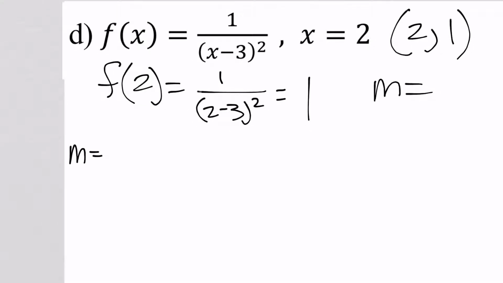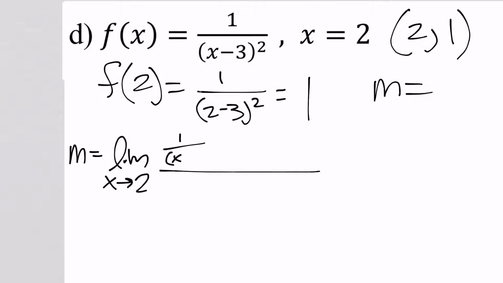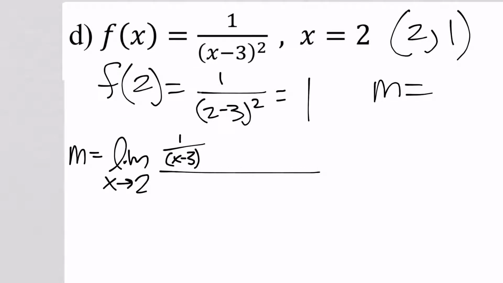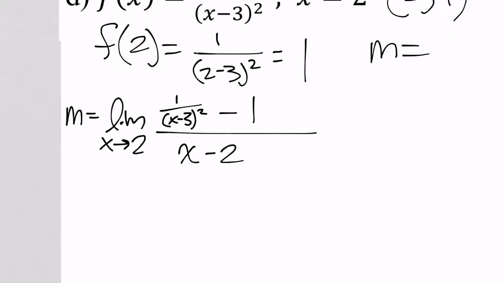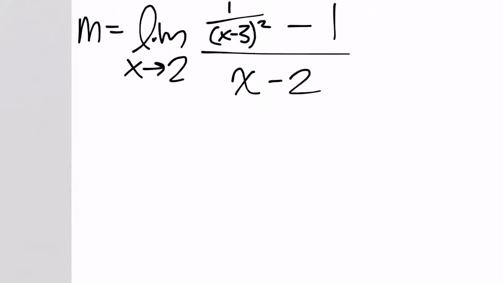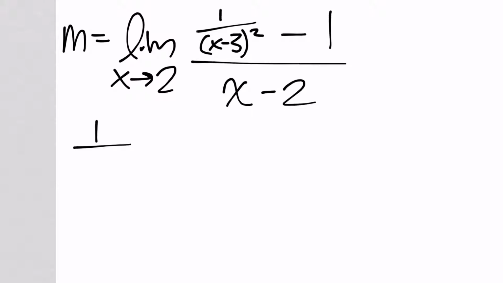M equals the limit as x approaches our x value, which is 2, of our function, 1 over (x minus 3) squared, minus our y value, which is 1, all divided by x minus our x value, which is 2. And so we need to find a hole and take it out. Because if I plug in 2, I get 0 over 0, indeterminate form. Need to find that hole, need to take it out.